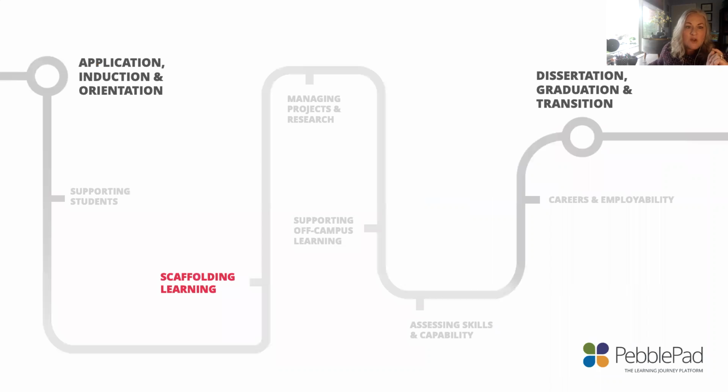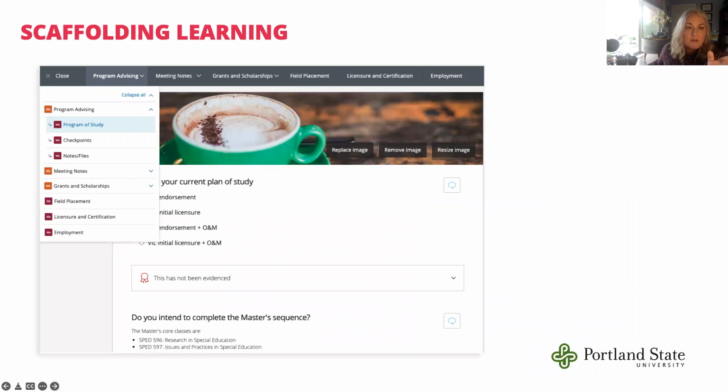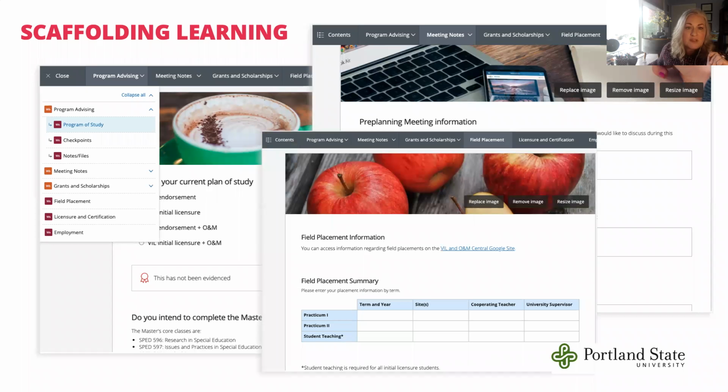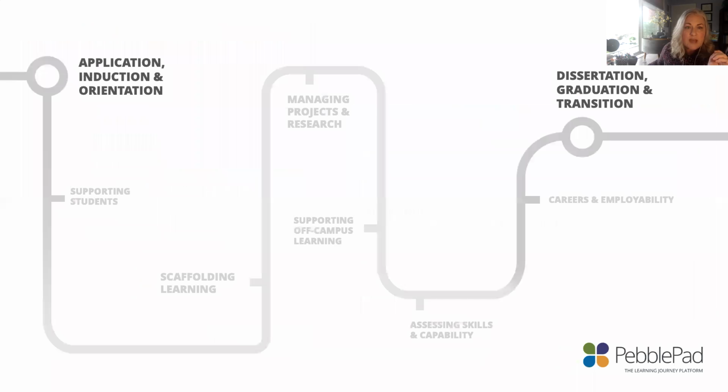In addition, we have that scaffolding of learning. So we want to make sure that we're providing, and here's some pretty cool examples, these templates and workbooks that help with program advising, the checkpoints of your program, meeting notes, grants and scholarships, field placements, literature and certification, employment, all the things they may need for your specific program. And then we have the ability for them to summarize their experiences, get digital signatures for those things. So it's a real seamless set of tools for that.